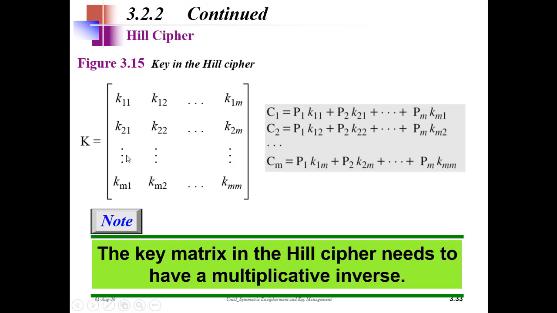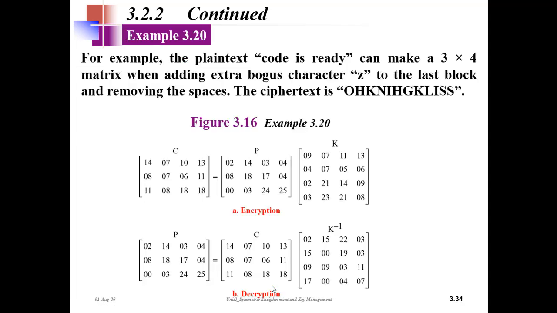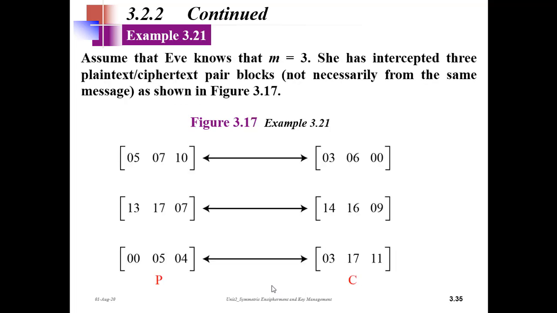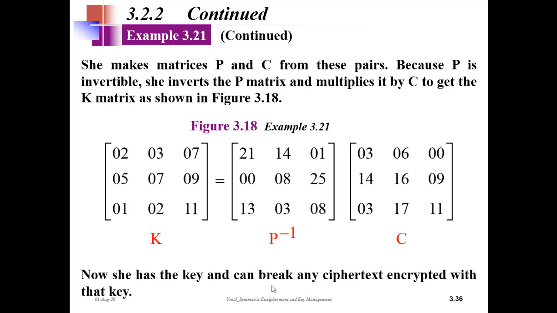Again that is in the form of a matrix. The key matrix in the Hill cipher needs to have a multiplicative inverse. We'll see this in the due course of lectures, so I'll not elaborate on this. We'll come back to this later. If I forget, you can always remind me.